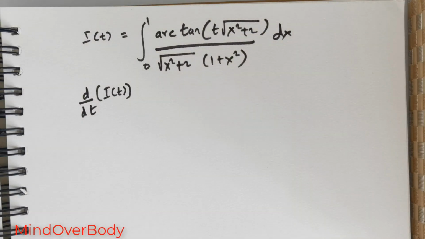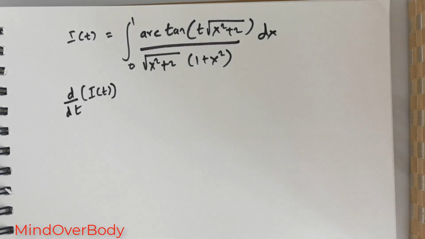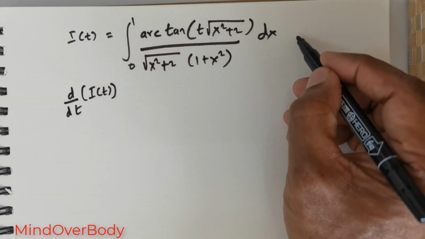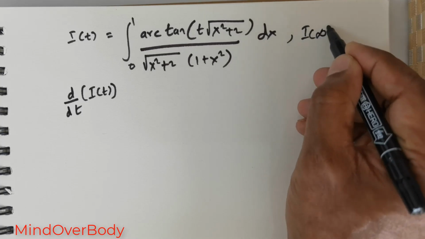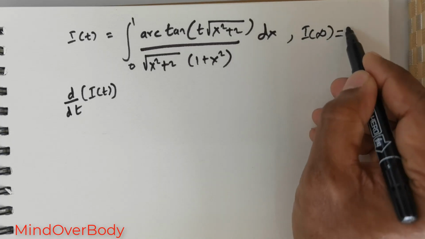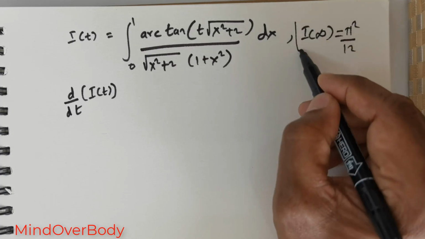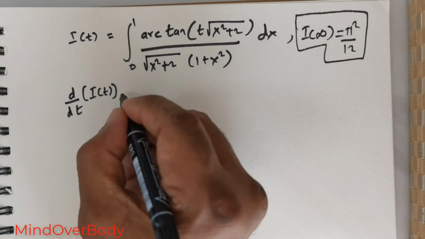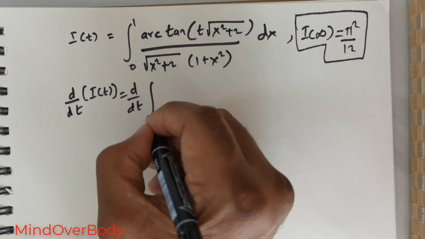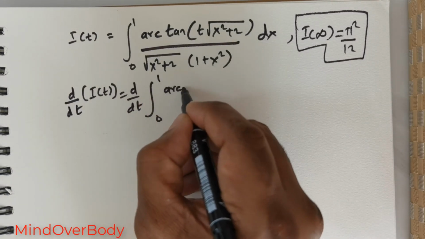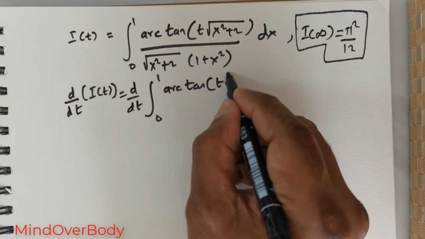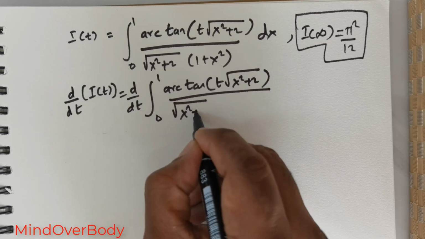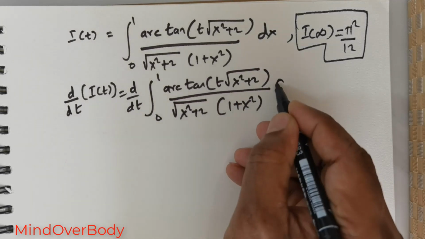Now this is the process, right? This is the process that Leibniz gave for integrating complex integrals like this. Now I would also like to state the condition that we have got. So we have got I of infinity equal to pi squared over 12. So this has already been evaluated. Now let me place d over dt of the integral from 0 to 1 of arctan of t times root of x squared plus 2 divided by root of x squared plus 2 times 1 plus x squared, times dx.